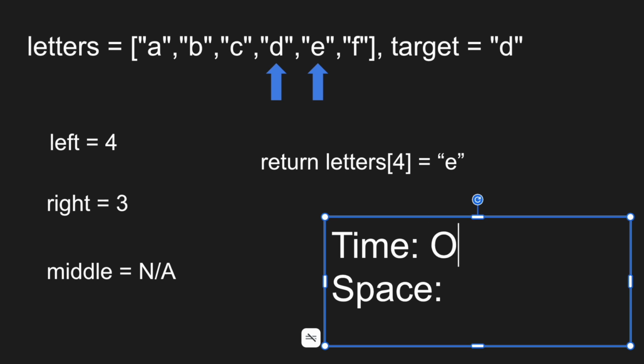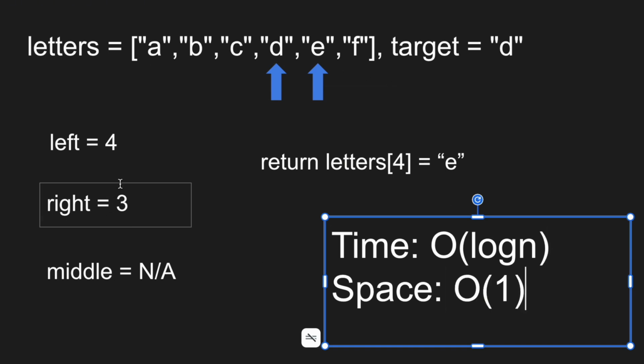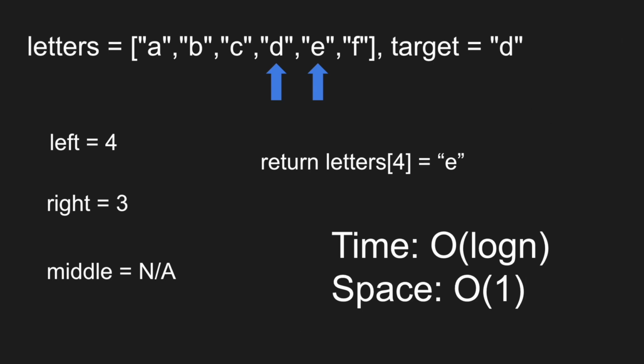So the time complexity would be O of log n, where n is the number of elements in the array. Since we are using binary search, it would be log n. And the space complexity would be O of 1, because the size of these variables will not depend on the input of the array. So now let's get to the coding part.